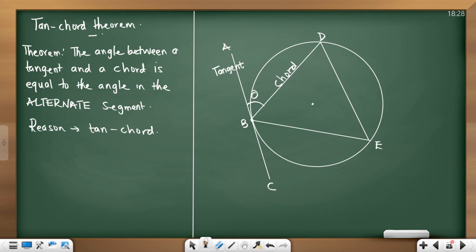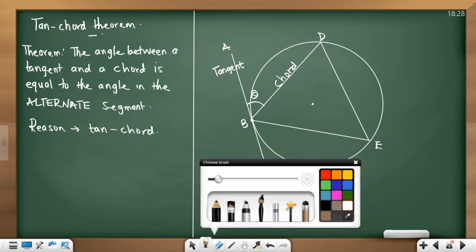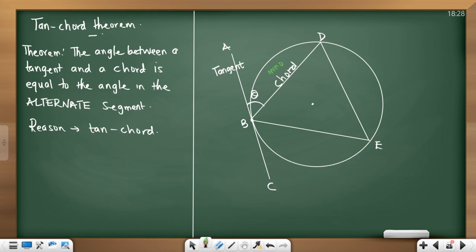Let's call this theta, the angle between the tangent and the chord. But I want you to watch something here. Remember that the chord divides a circle into two. So this is the minor segment and this entire thing is the major segment, right? So the angle we are referring to is in the minor. But then the theorem says that this angle is equal to the angle in the alternate.